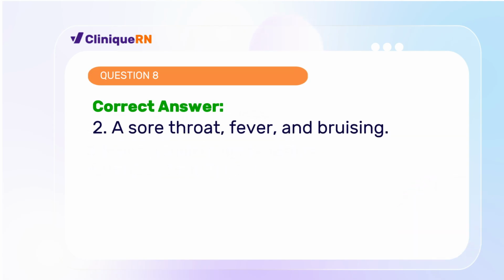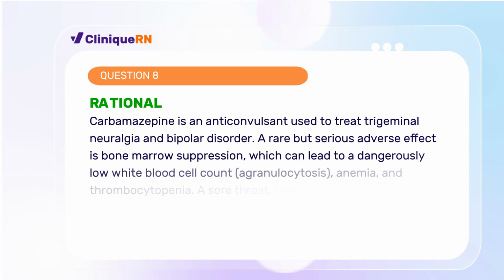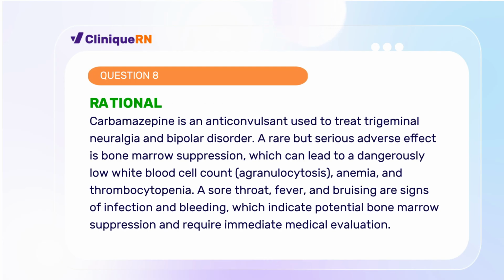Correct answer: 2. A sore throat, fever, and bruising. Rationale: Carbamazepine is an anticonvulsant used to treat trigeminal neuralgia and bipolar disorder. A rare but serious adverse effect is bone marrow suppression, which can lead to a dangerously low white blood cell count, agranulocytosis, anemia, and thrombocytopenia. A sore throat, fever, and bruising are signs of infection and bleeding, which indicate potential bone marrow suppression and require immediate medical evaluation.